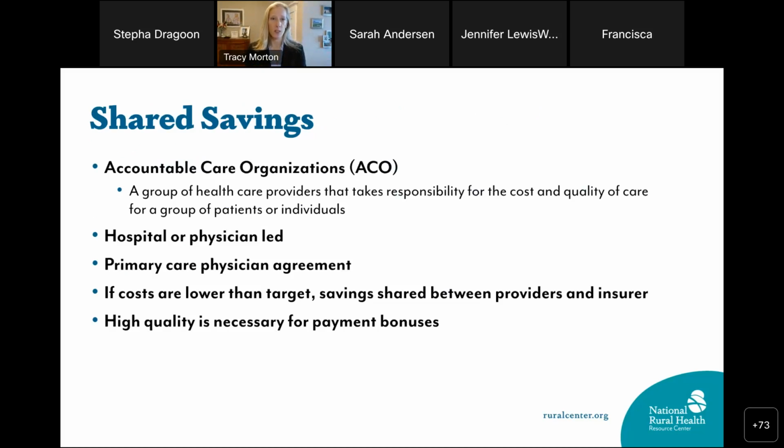They're led by hospitals or physicians. They have primary care at their base, and that's why they are such a successful, or potentially successful, thing for rural. It's because we do primary care day in and day out, and we do it really well. Under shared savings or an ACO type model, there's a variety of different ACO types, but if costs are lower than the target, the savings are shared between the provider and the insurer, and high quality is what you need to perform in to be able to have payment bonuses and maximize that payment incentive.